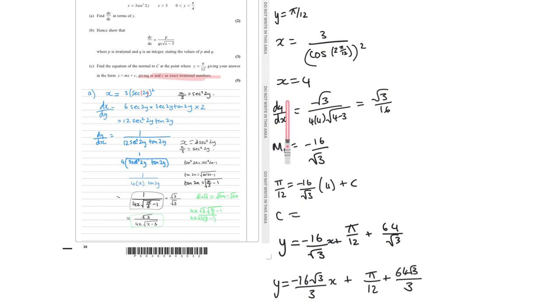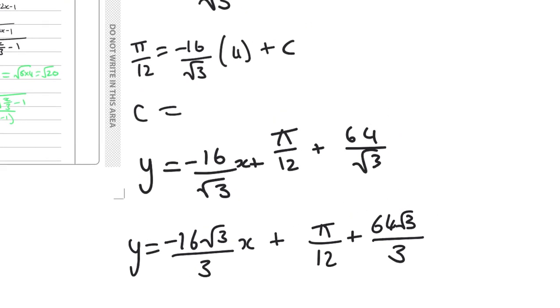Okay, and then dy by dx. Now that I know my x is 4, I substituted in x equals 4 to get root 3 over 16. So, if this is my gradient of my tangent, my gradient of the normal is the negative reciprocal. I then have my y-coordinate, my x-coordinate, my gradient, y equals mx plus c is here. Okay? Then, what does c equal? Well, obviously pi over 12 plus 16 over root 3 times 4, which is here. Pi over 12 plus 64, that was really easy.